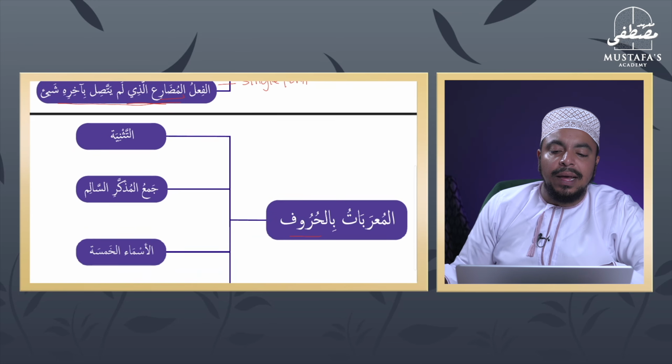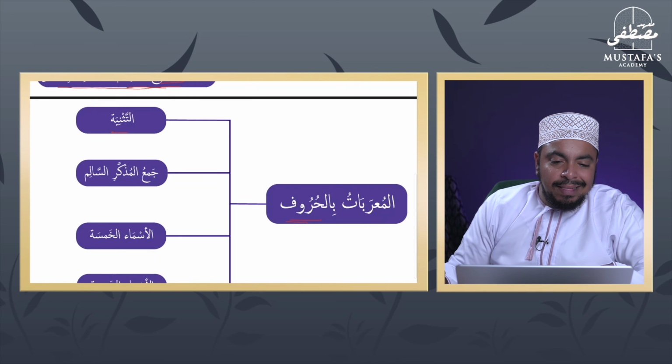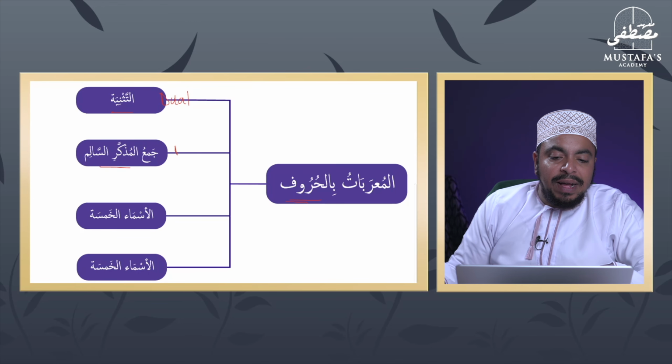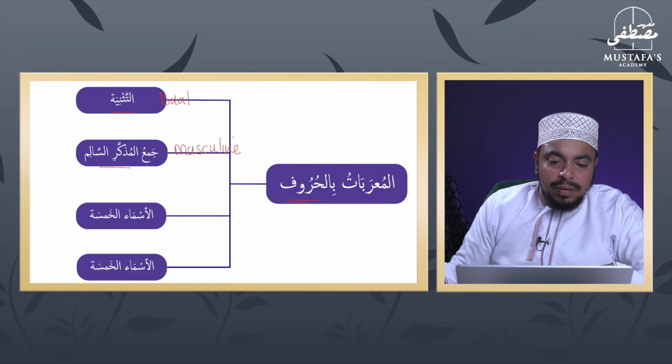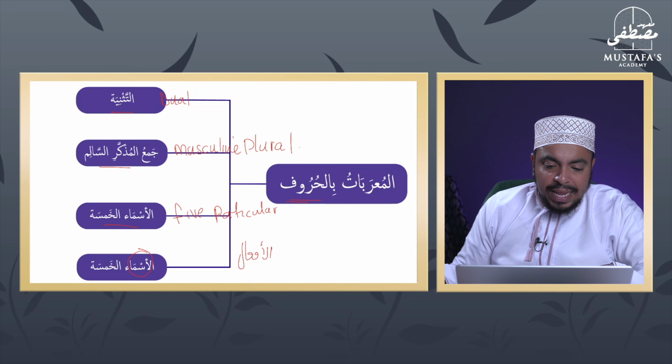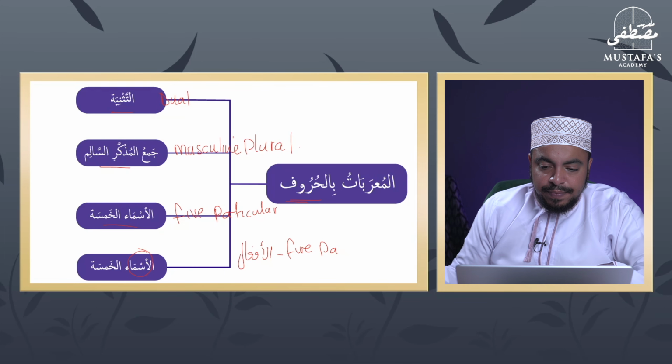yattasil bi akhirihi shay'. Isn't it so? But when it comes to al-mu'rabat bil huruf: the dual form, jam'u al-mudhakkar al-salim, the masculine plural, isn't it? Al-asma'ul khamsa, the five particular nouns. Al-af'alul khamsa, the five particular verbs. Okay, the five particular verbs.